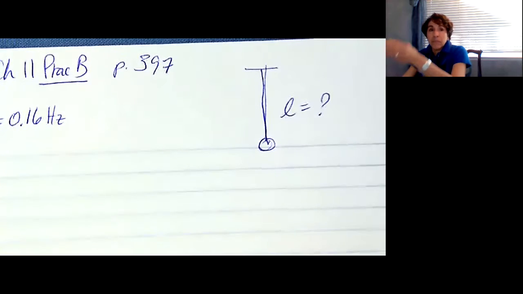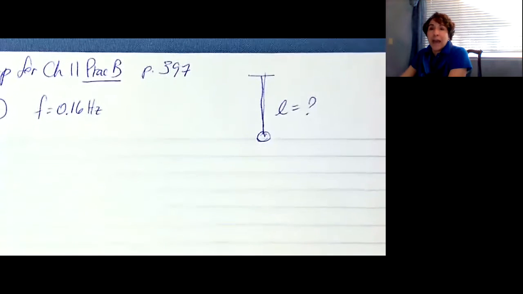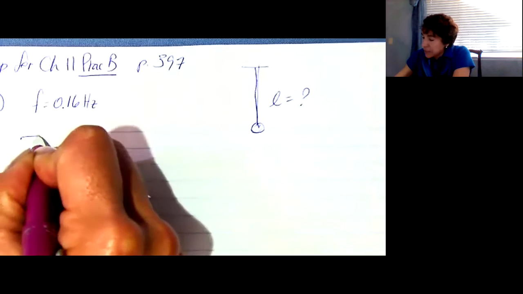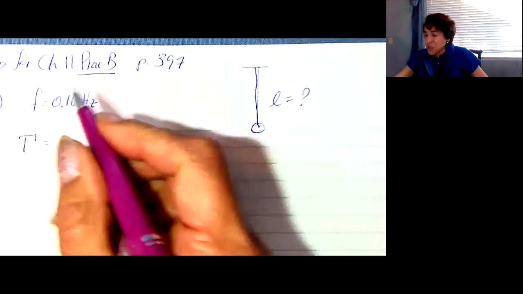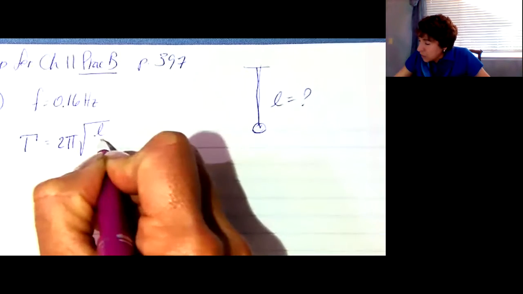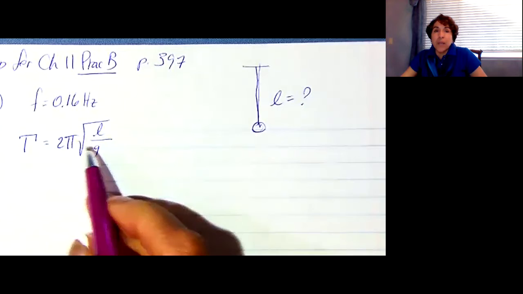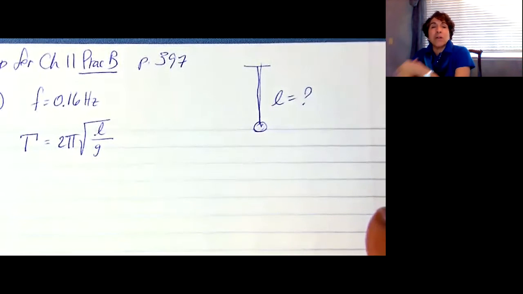Okay, so here we go. I wrote down for us we have the frequency is 0.16, and we want to know what the length is. Well, I think first I want to write down an equation for period that has something to do with the length. And the equation for the period, as is on your handout, is 2 pi times the square root of the length all over little g. I know that that handout uses capital L. I'm used to doing cursive lowercase l. So just be consistent.